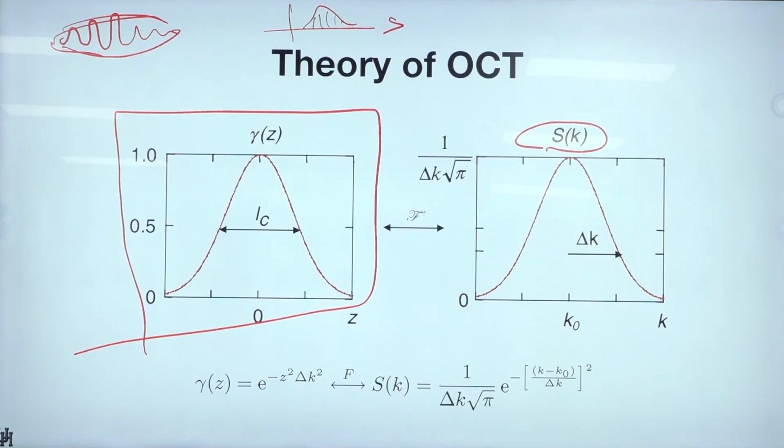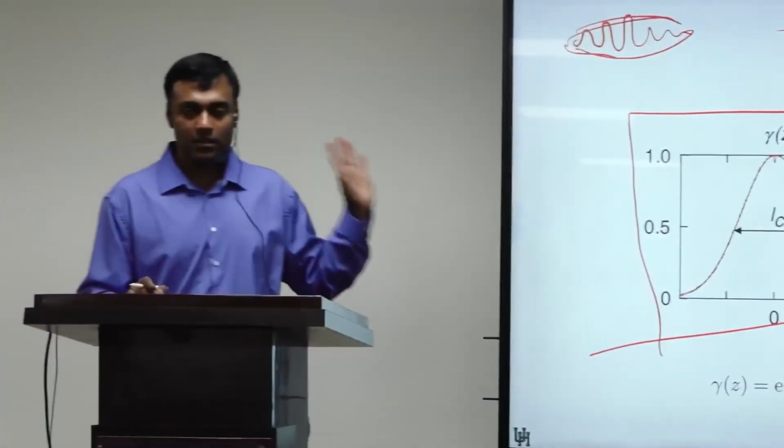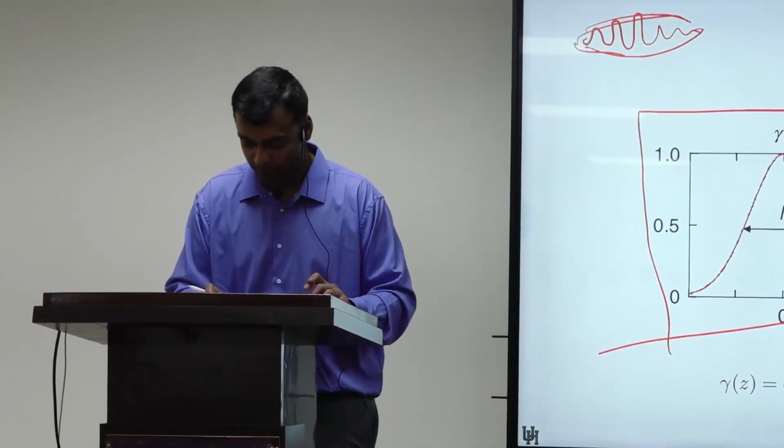Okay, those are the results from the theory of OCT. After doing the theory, that's what people figured out. What do you need to do to improve your resolution? The answer is make the source broader.